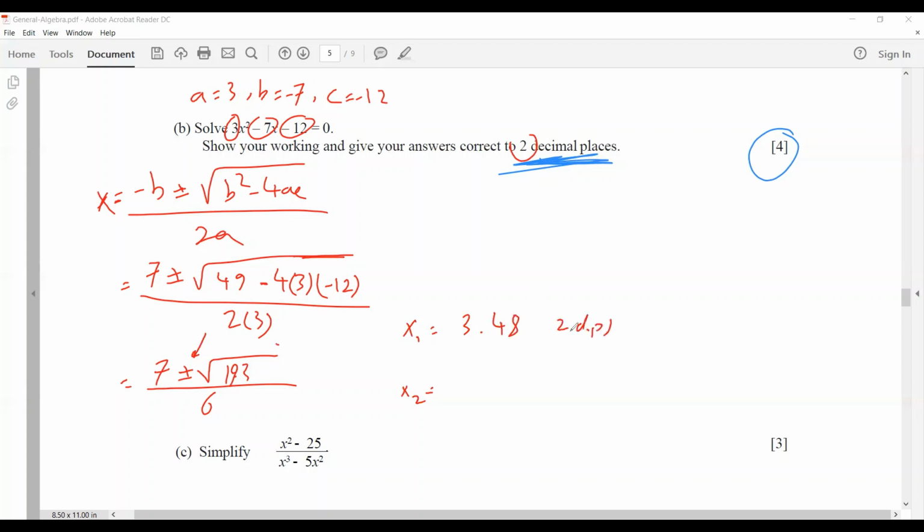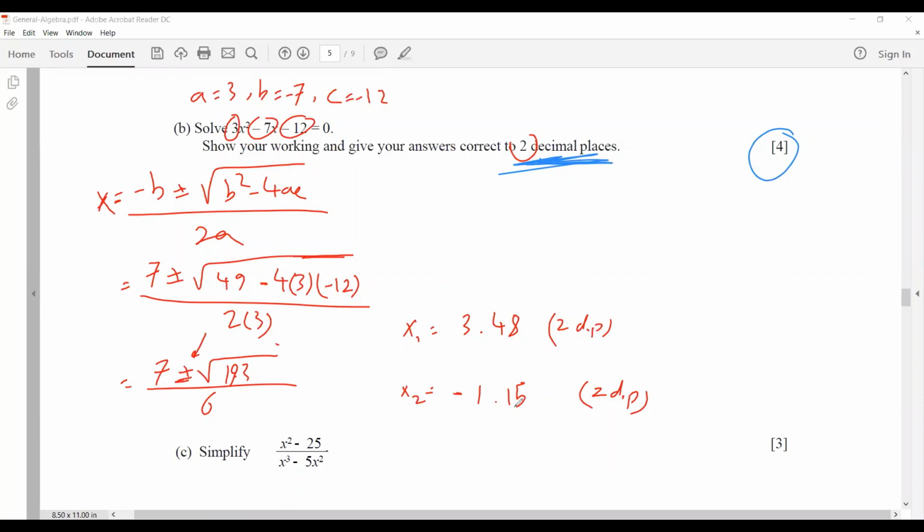2 dp. And this time I'm going to do the minus here. 7 minus square root of 193 and then divided by 6. This time we get a negative number, -1.1548 in my calculator. However, if you round it to 2 dp, it becomes -1.15, not 48, right? Okay, and that's it. We're done. 4 marks just like that.